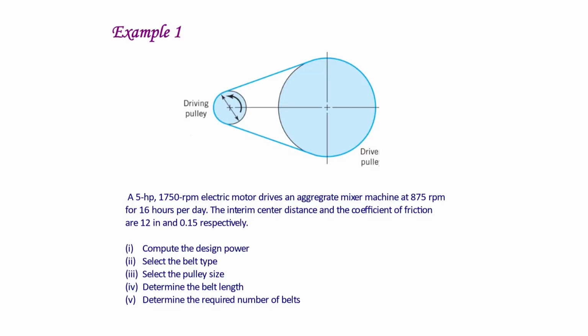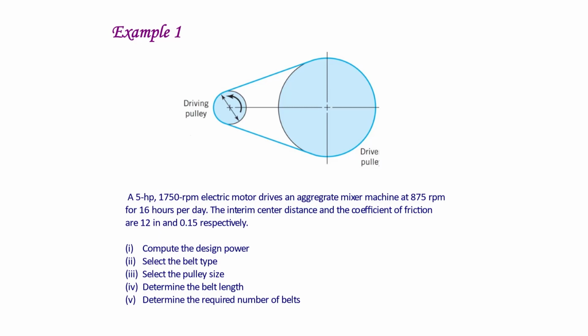Okay, lastly is to determine the required number of belts. We have already calculated our design power H_D with the value of 6.5 horsepower. And the belt that we chose is type A, based on the 6.5 horsepower and the speed of the small pulley, 1750 rpm.